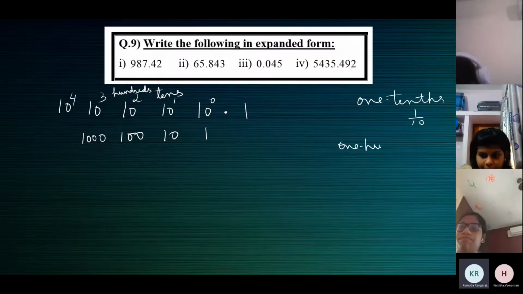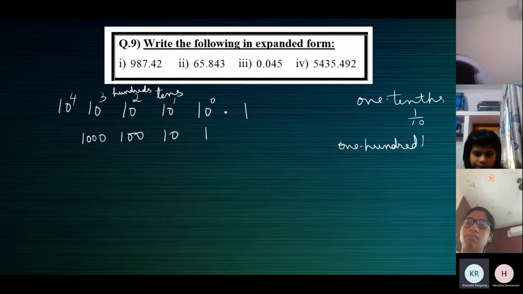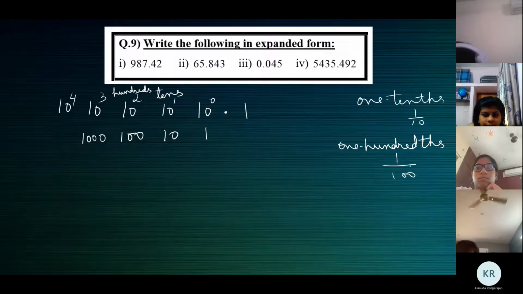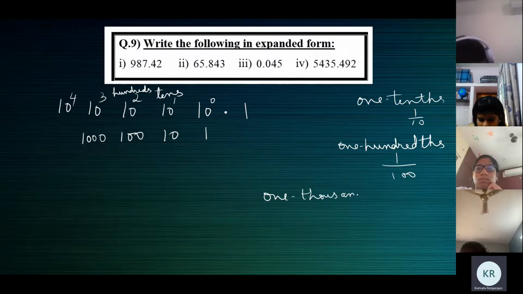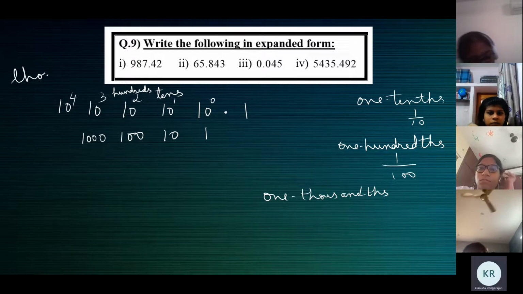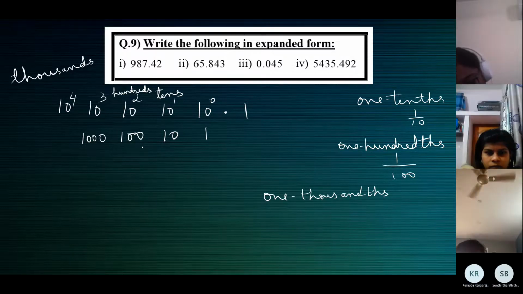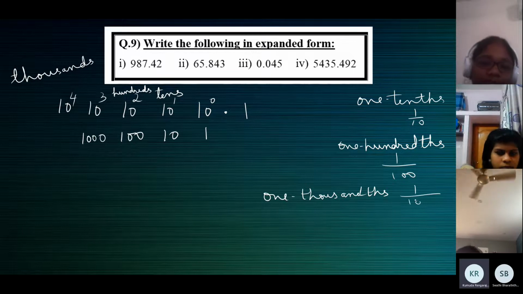Then 1/100, which is 100 and THS, 1 by 100. Then thousandths. Let me finish completely. 1000 and THS. Here it will be 1000 and THS after it. This is thousandth, which means 1 by 1000.